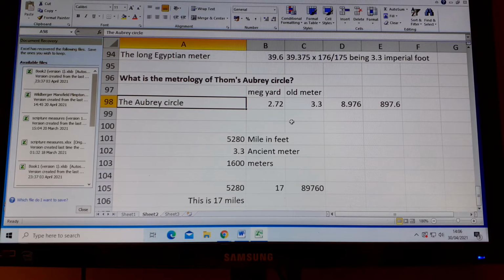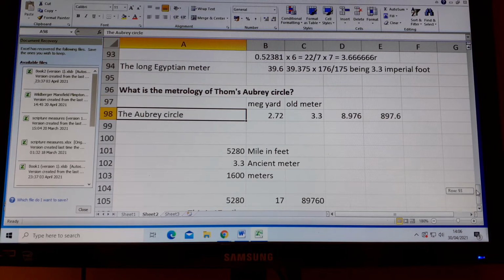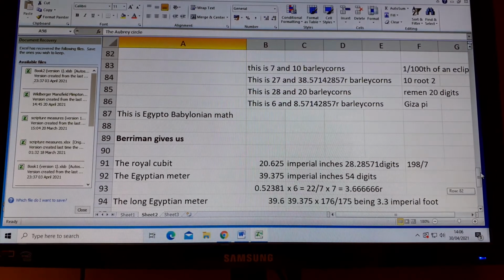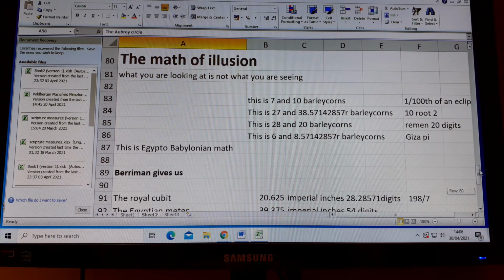Now, Algernon Berryman tells us quite a few things. And what I'm saying is that this mathematics is the maths of illusion. Now, John Neal wrote a book titled Oldham with Mirrors, and he was talking about what these people were doing. They were putting numbers inside other numbers, and then inside those numbers they were putting other numbers as well. So you always know that what you're looking at is not what you're seeing.